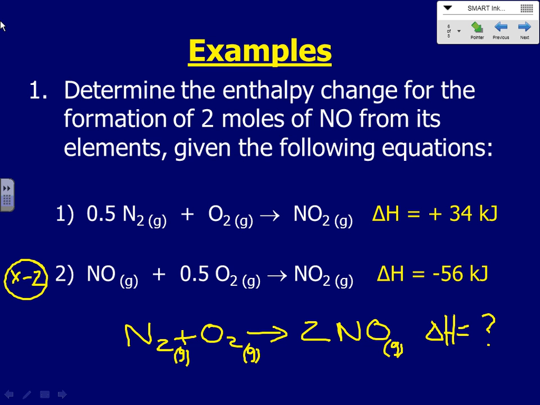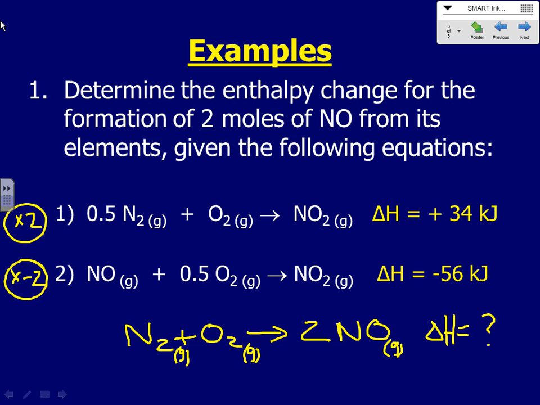Again, looking at O's seems to be confusing. I'm not sure what to do with the O's because I've got O's in both of them. But looking at N, there's only N in one reaction, so I can firmly determine what I need to do there. In this reaction, it has 0.5 N2. I need 1 N2. I don't need to flip it, no need for the negative. But what do I have to do to the top reaction? Yep, I have to double it. Times 2. All right, I now have my plan.